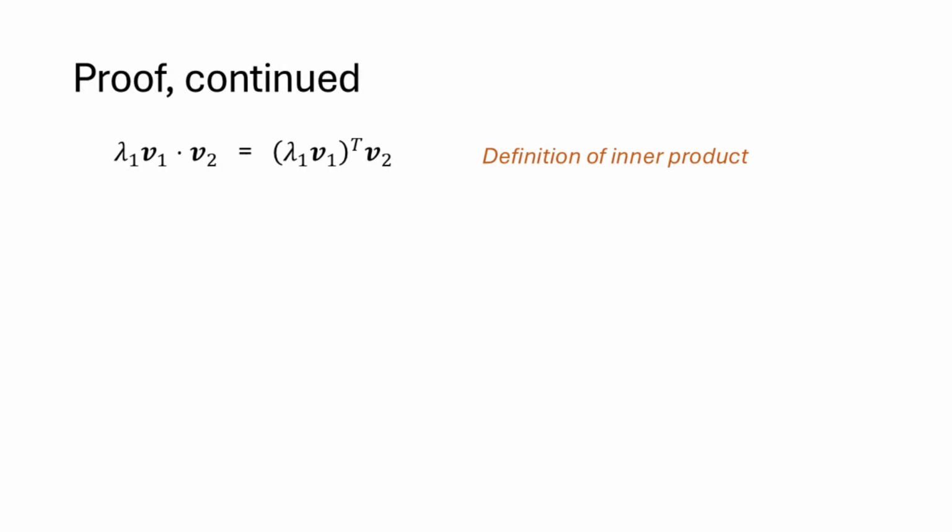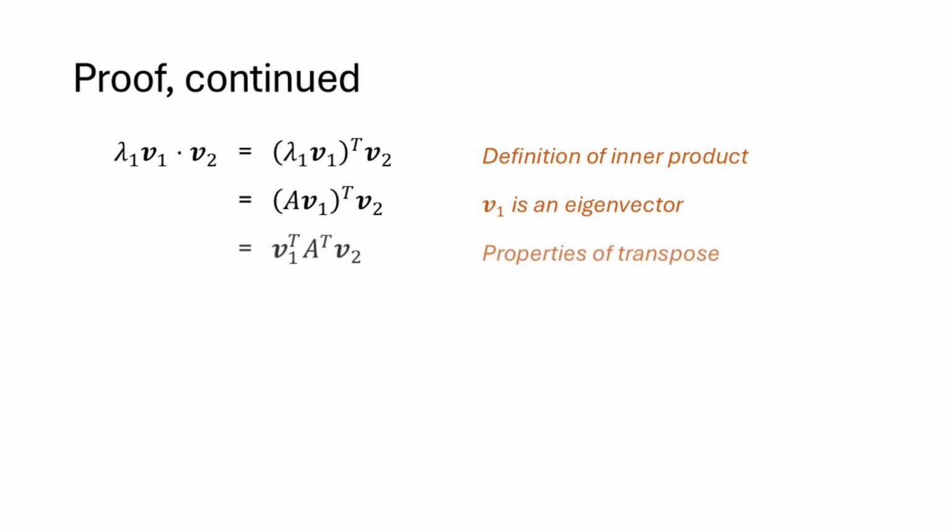To prove this, we're going to start out by looking at lambda 1 times v1 dot v2. We can rewrite this as lambda 1 v1 transpose times v2 by the definition of inner product. And then we can replace lambda 1 v1 by A v1 because v1 is an eigenvector corresponding to that eigenvalue lambda 1. When we take the transpose of a product, we can distribute the transpose, but we have to reverse the order of the multiplication.